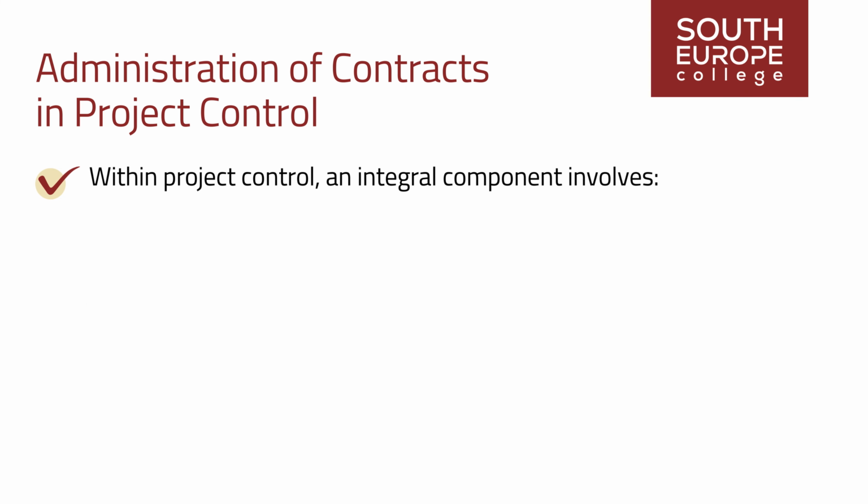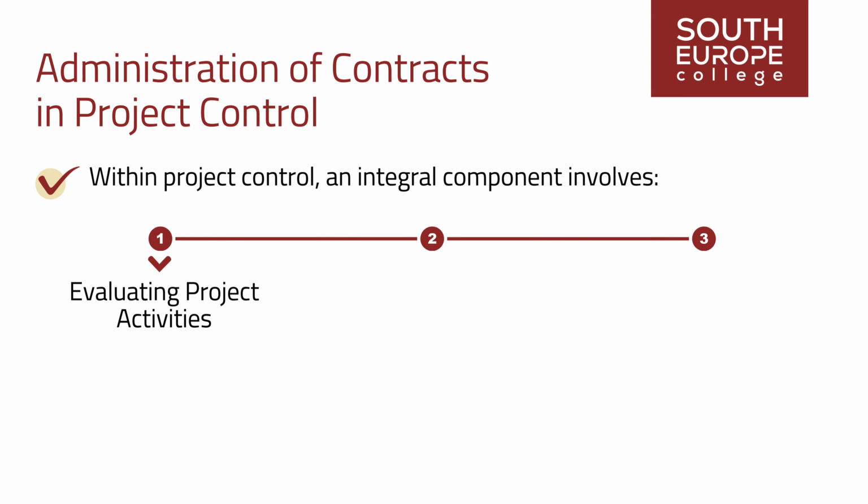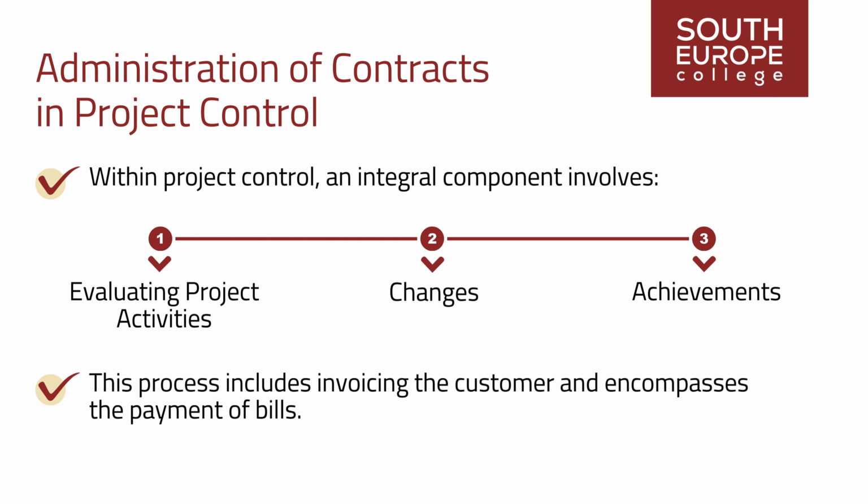Within project control, an integral component involves continually evaluating project activities, changes, and achievements against the stipulations outlined in the contract. This process includes invoicing the customer and encompasses the payment of bills. The dedicated task of ensuring that both the developer contractor and the customer adhere to the commitments outlined in the contract falls under the domain of contract administration.